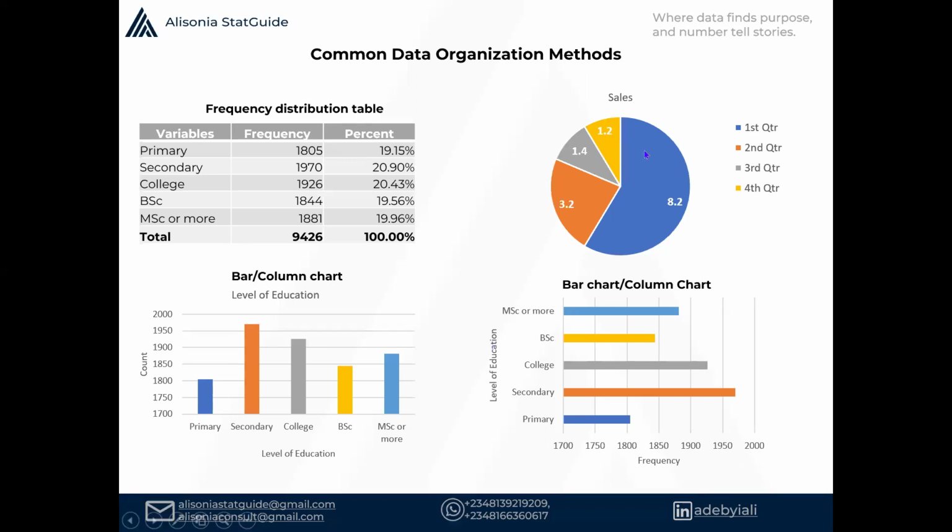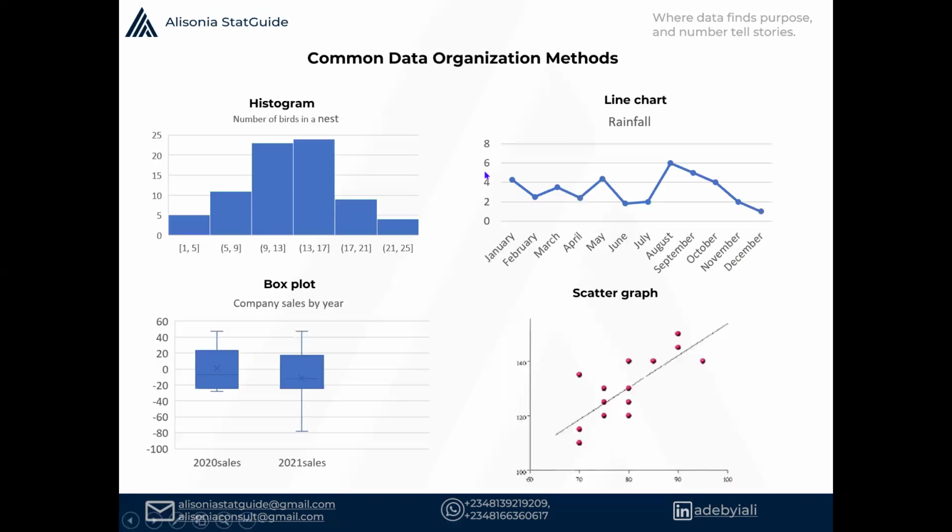Another one is the pie chart. You also use a pie chart to organize data. Then we have the histogram, just a chart of count or frequency for an interval of your data. This is a histogram of the number of beds. We have another one, which is the line chart. We use this one to visualize the rainfall of a particular place from January to December.